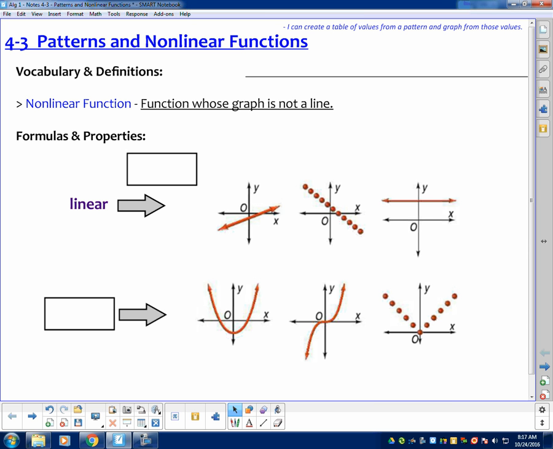Notice the one in the middle is what we call a discrete function. That's what we graphed last time. We had several graphs that if we connected the dots, it would make a line, but it didn't necessarily make sense to connect the dots.